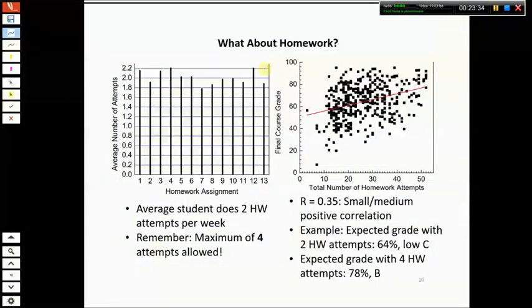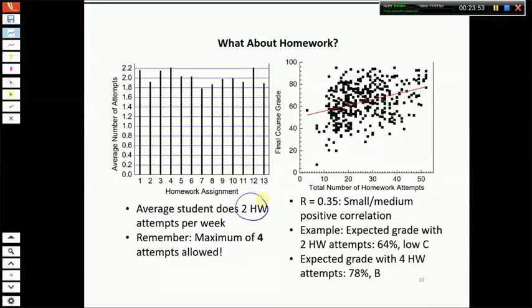And there's a pretty wide scatter there. There are a fair number of students that did 3 to 4 attempts every week, and then there's a lot of students that waited till Sunday night and did 1. So this is just the average that I'm reporting. But on average, two attempts per week, and as I said, we can do up to 4. So you really want to try to use all 4 of those, and that is important here.